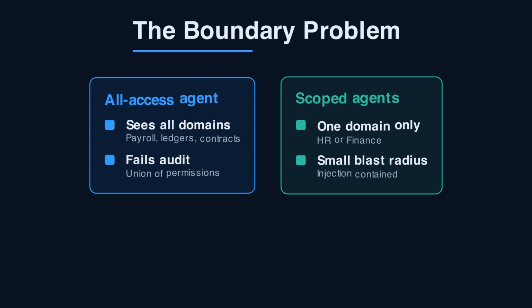The enterprise pattern is scoping by domain. The HR agent only touches HR data. The finance agent only touches financial models and KPIs. Blast radius shrinks to a single domain. Each agent gets a narrow system prompt and a narrow data connection. That is easier to audit, easier to reason about, and far easier to defend.